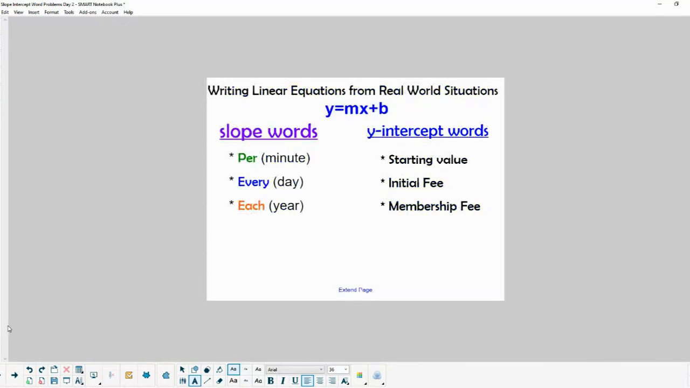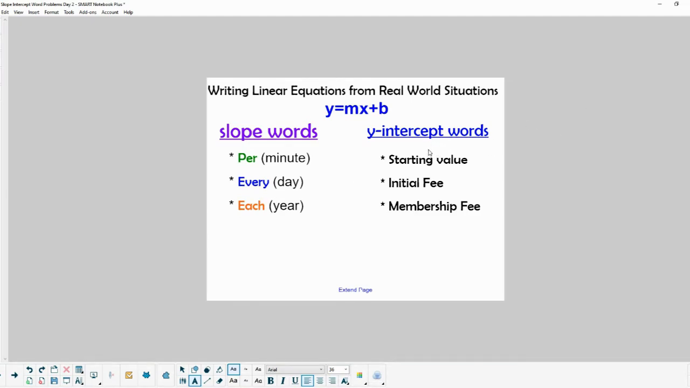Keep in mind that some of the words that we're going to be looking for to represent the slope, or the m number, in these equations are words that talk about how much you get charged per hour or per minute or every day or each year. It doesn't even have to be how much you're getting charged. It could be how far you travel a day, or things like that.